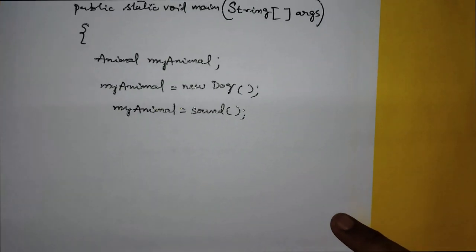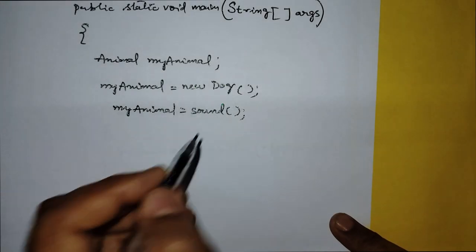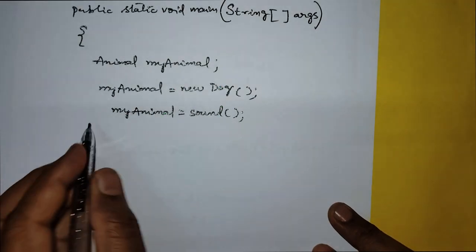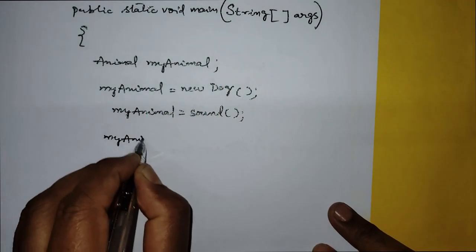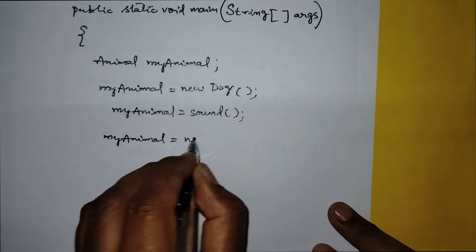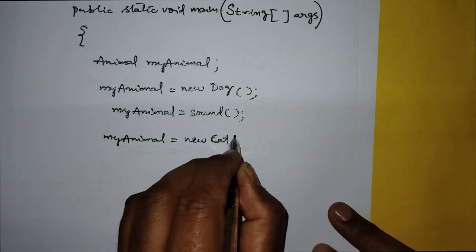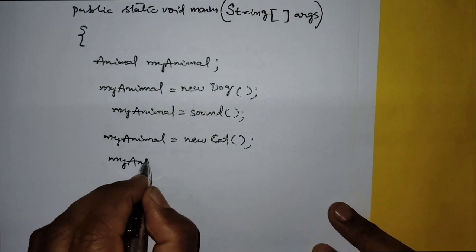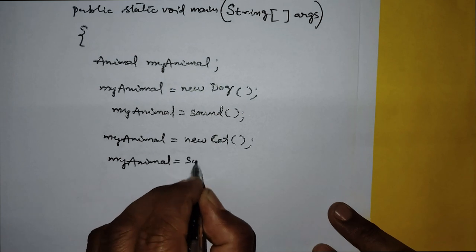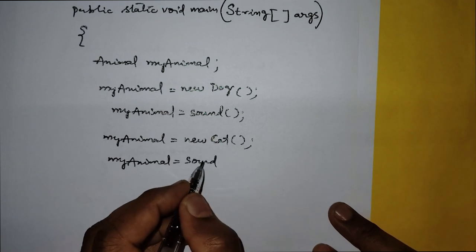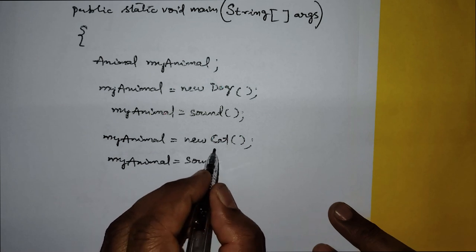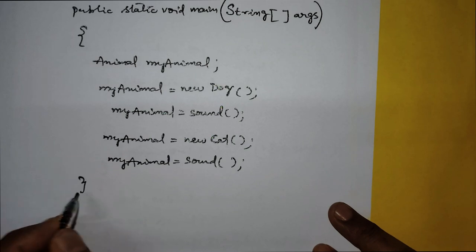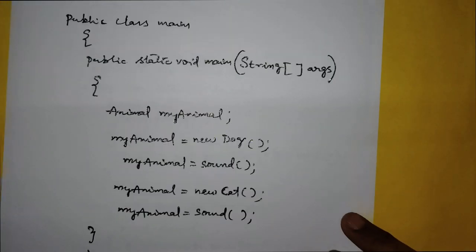Next, similarly, here we created new Dog. One more we have to create is for Cat. That is myAnimal equals new Cat. This myAnimal addresses which sound? It calls the sound of whose? That Cat. The Cat's sound method will be addressed. Thus, we are going to close the brackets.